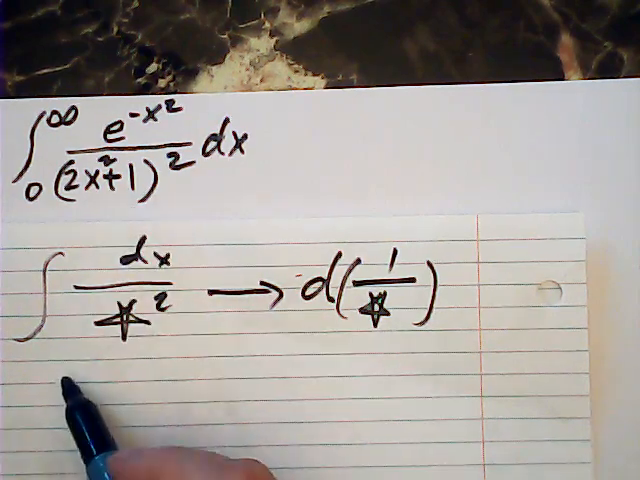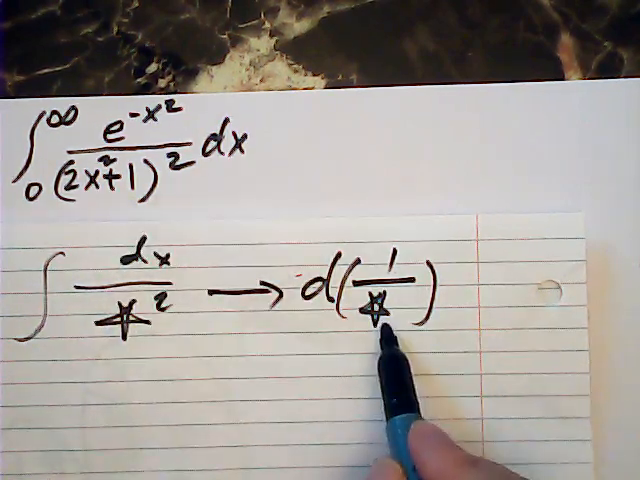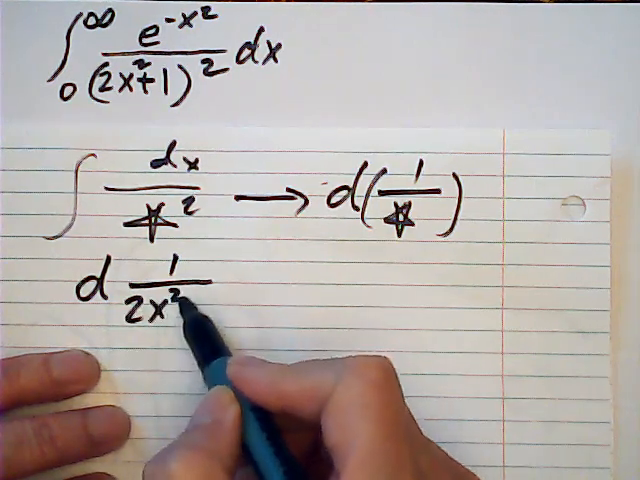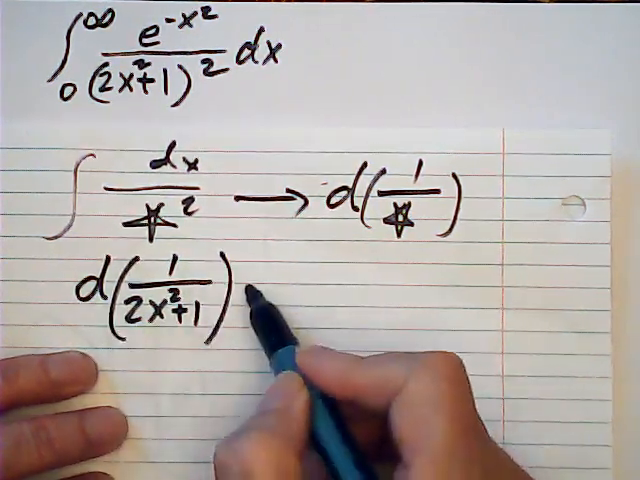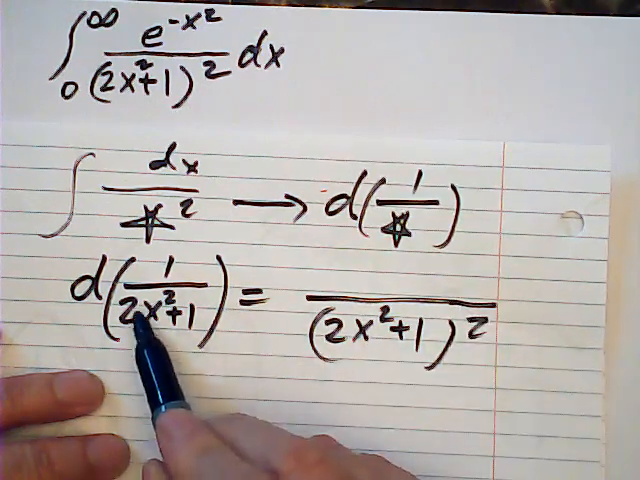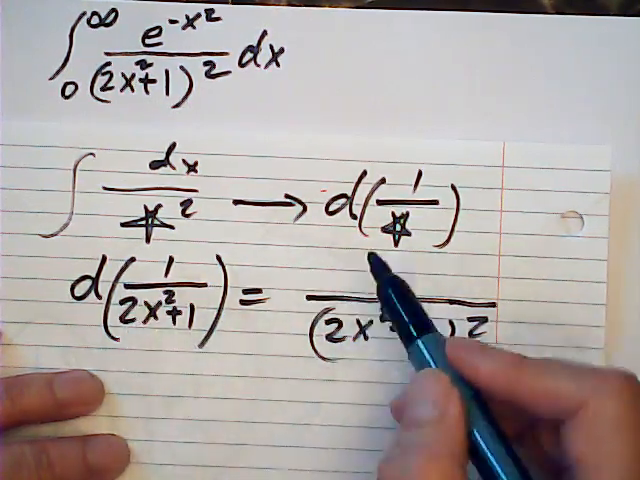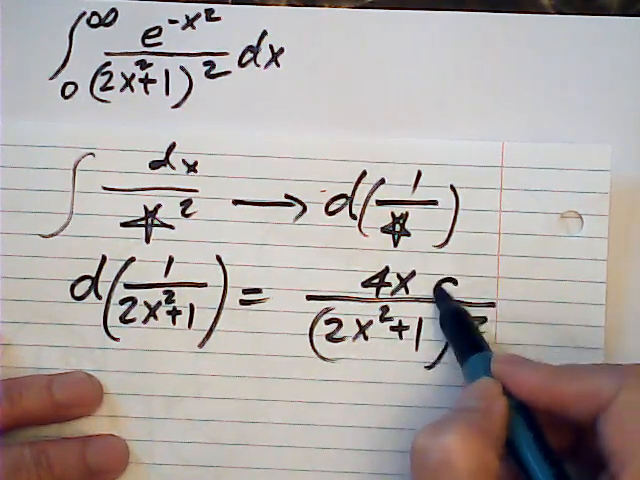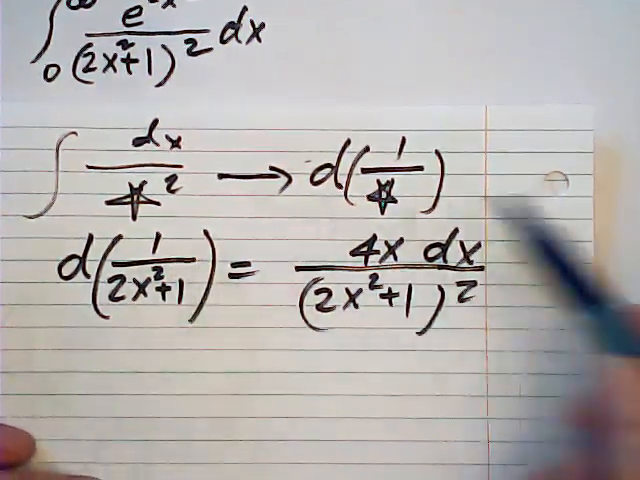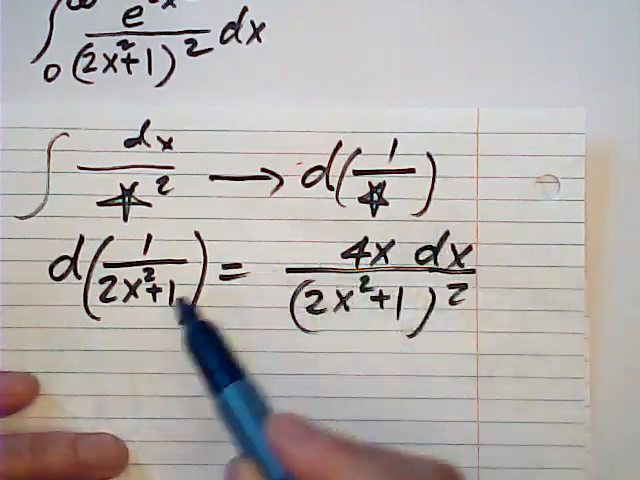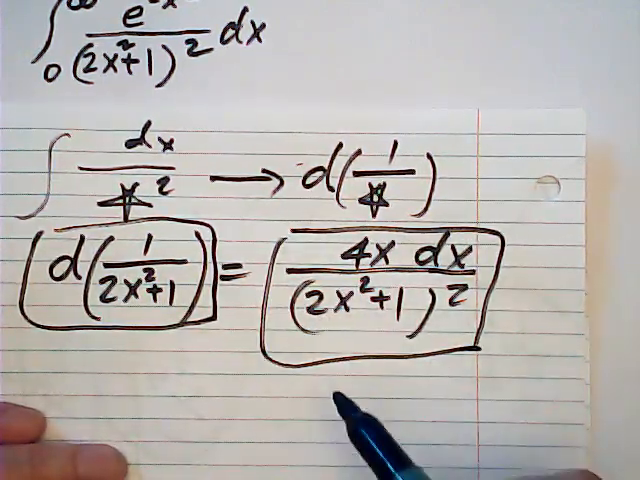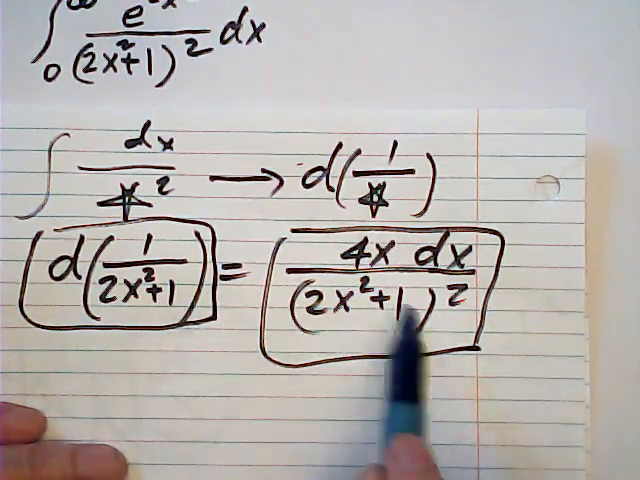So how do I change this one to that one? I'm going to consider this, 2x squared plus 1. This one is equal to 2x squared plus 1 squared, and I need 4x, then dx. That's the chain rule, right? And in order to have this, I must have that. I must have this, then I have this.